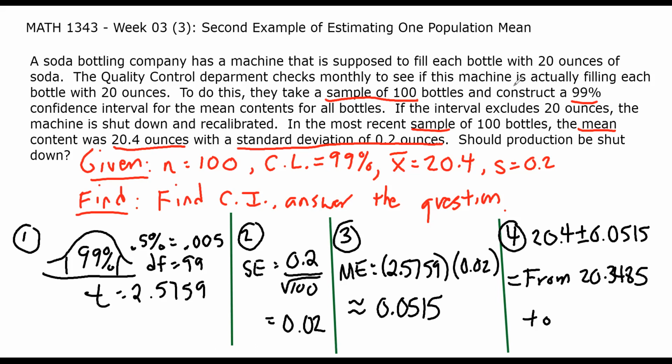And the addition problem, if I can use my calculator correctly, the addition problem is 20.4515. So in terms of the steps for doing the confidence interval, it was pretty easy. But we had a question to answer. So let's answer that on the next page.